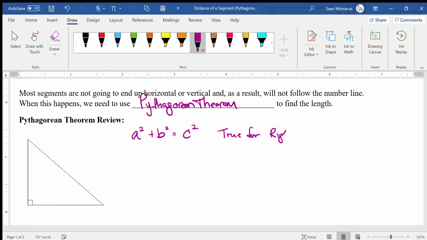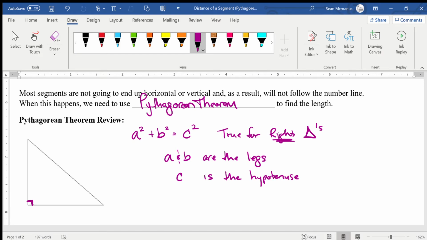for right triangles, right? So right triangles meaning they have one right angle. So I look there and I see this one has a right angle. So a 90-degree angle means it's a right triangle. So then I can use Pythagorean theorem. A squared plus b squared equals c squared. And A and B are the legs of the triangle. C is the hypotenuse.